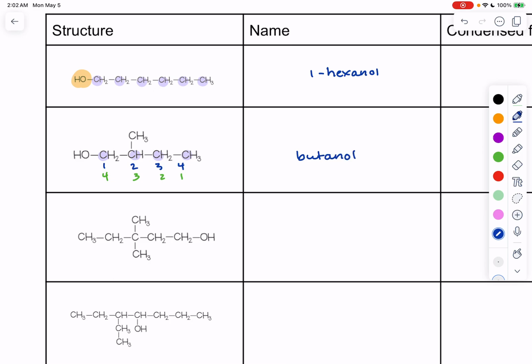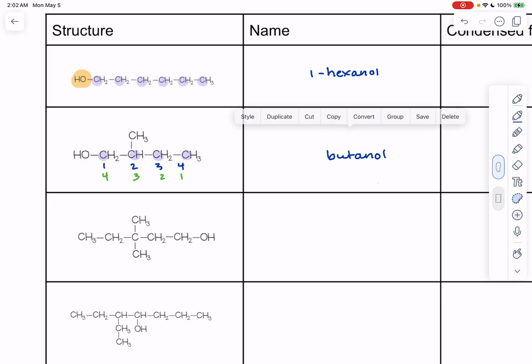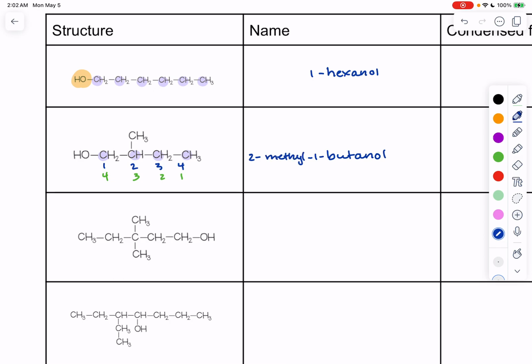Now, where is that hydroxyl group or the alcohol group? It's at 1. And then on the second carbon, we have something else. On the second carbon, we have a methyl group. So it's 2-methyl-1-butanol.